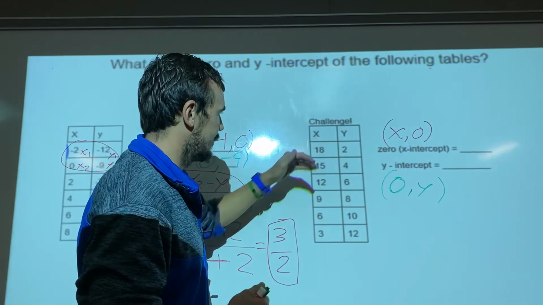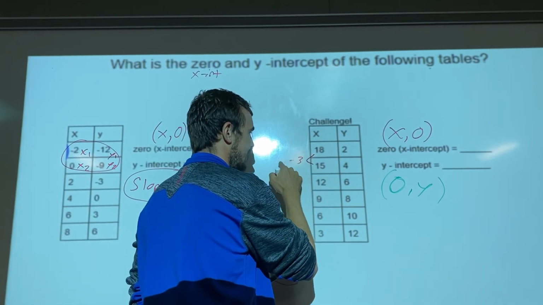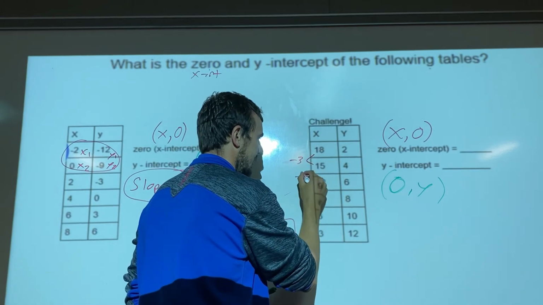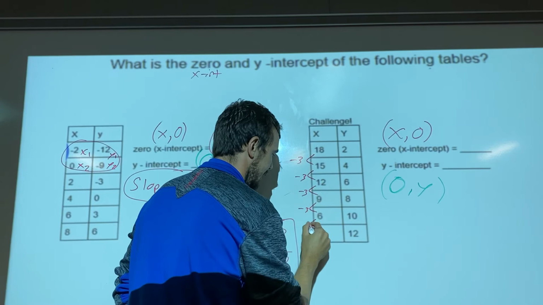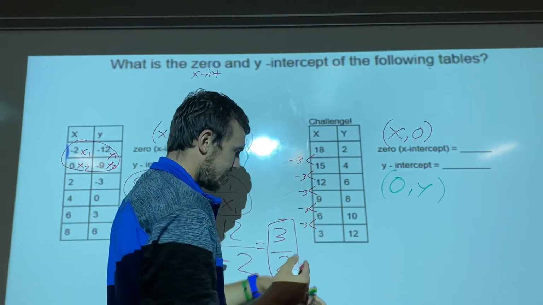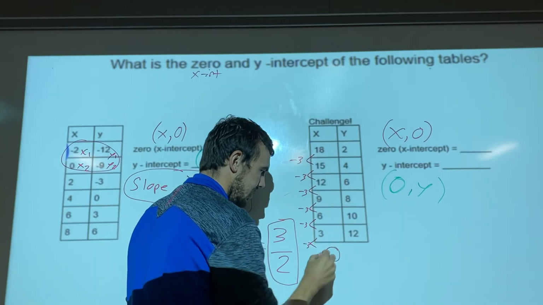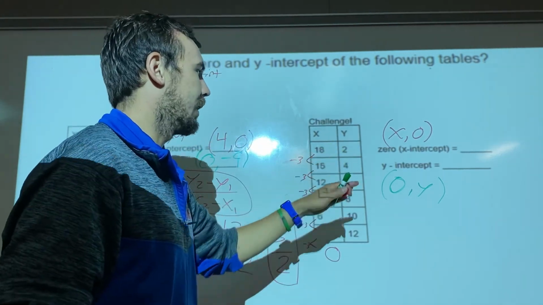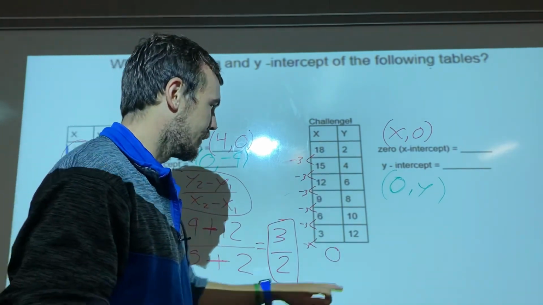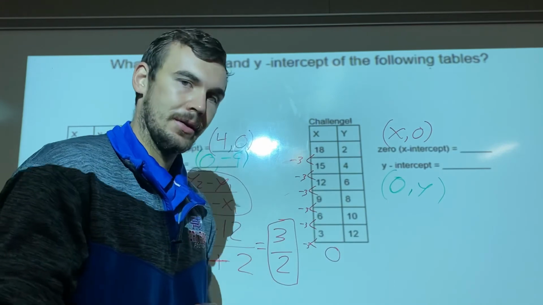And this will help you, because my x's, I can tell, are going down 3 every time. Minus 3, minus 3, minus 3, minus 3, minus 3. Well, if I do it one more time here, what's 3 minus 3? It's 0. Now what are we about to find? Are we about to find our y-intercept or our x-intercept? We're about to find our y-intercept, 0, comma, y.